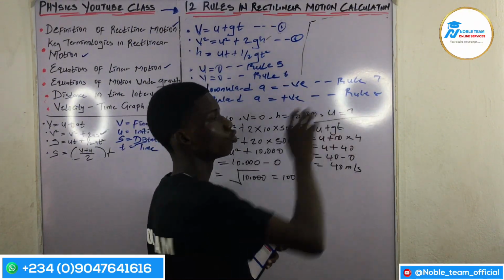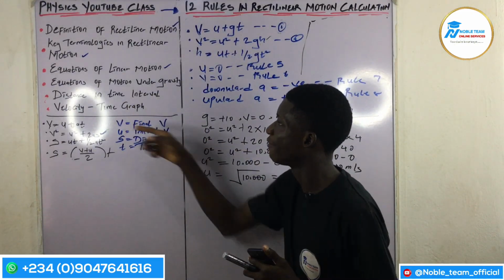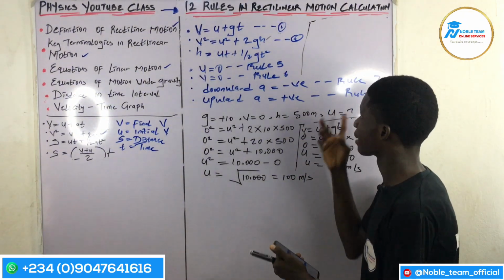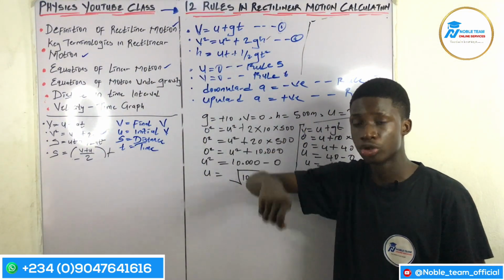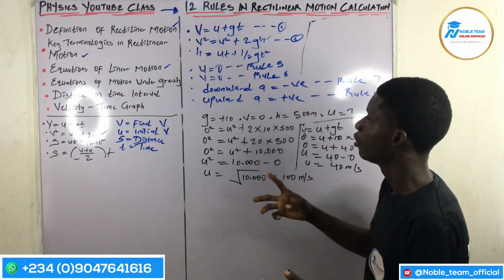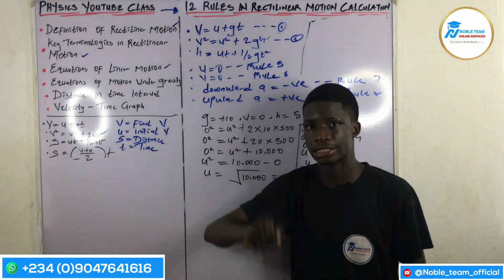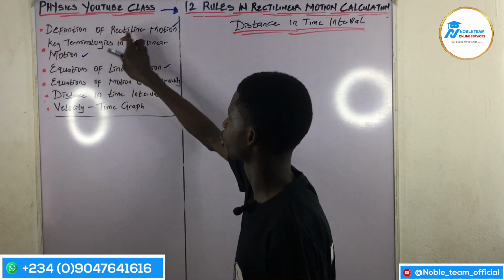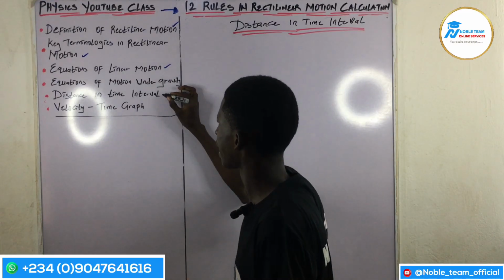We have listed up to rule 8 when we treated distance in time interval and the velocity-time graph. You understand all this, which is the 12 rules in rectilinear motion. Now let's look into this particular distance in time interval. All right, so we have done the definition of this. Then we are already in the distance in time interval.